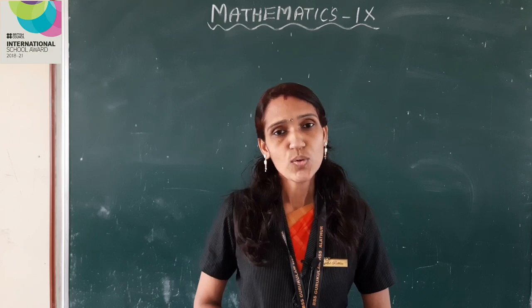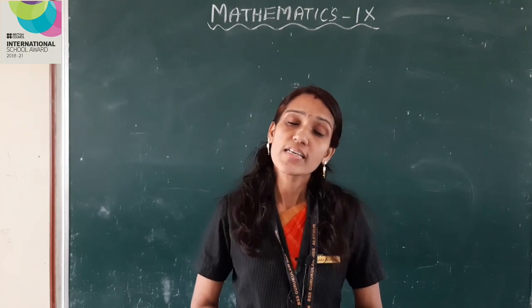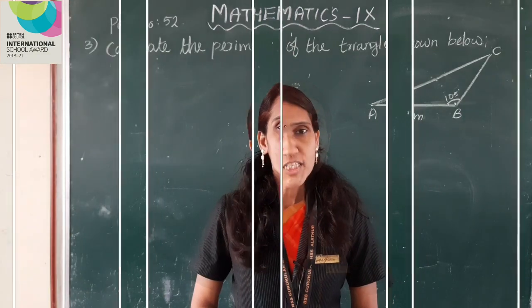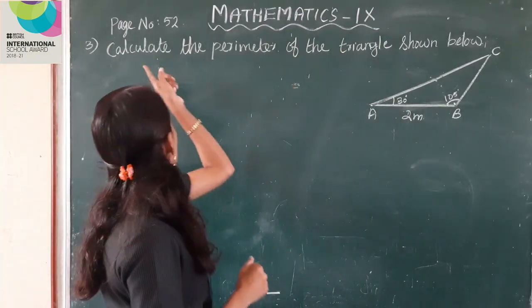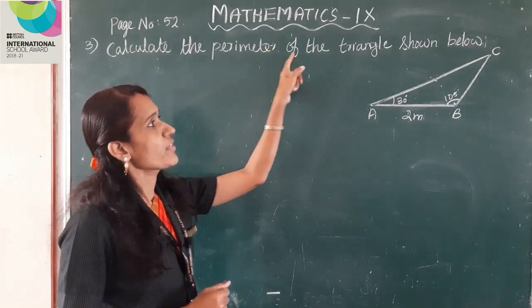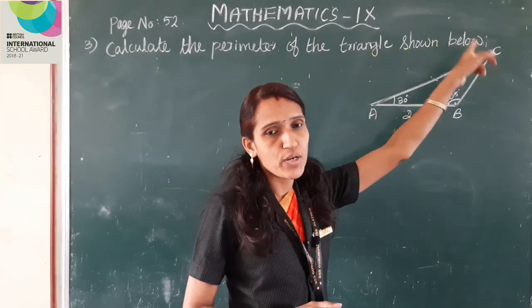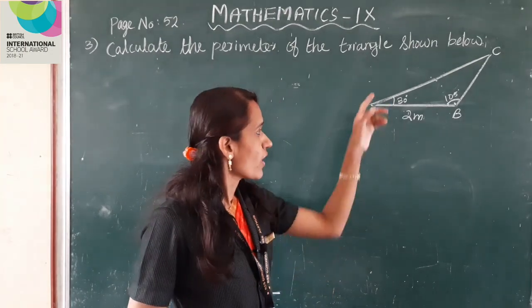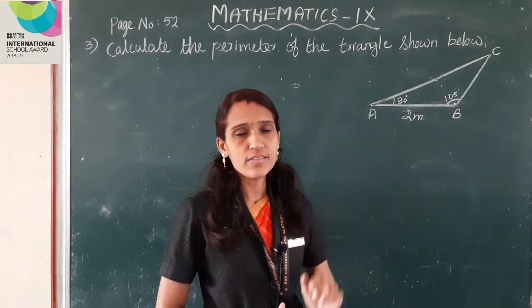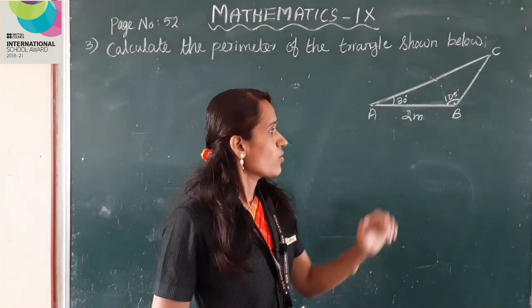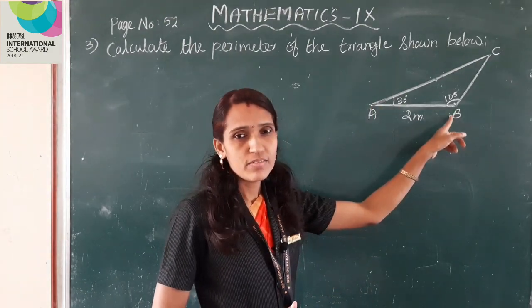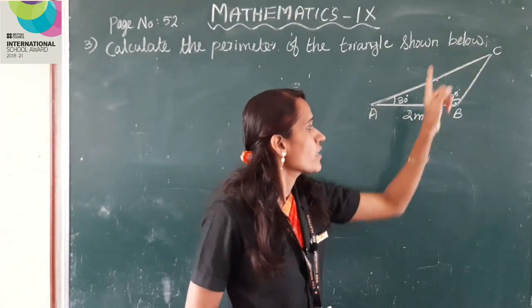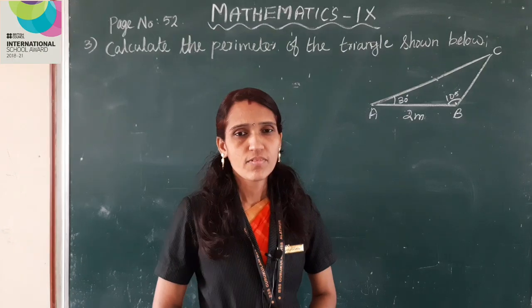Okay. Now, we will discuss some problems related to the topic addition and subtraction. Let us do a problem. Calculate the perimeter of the triangle shown below. Here, we have to calculate the perimeter of this triangle. Only one side is given. We have to find other two sides, that is AC and BC.